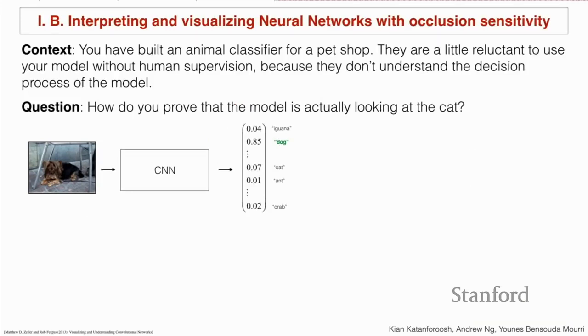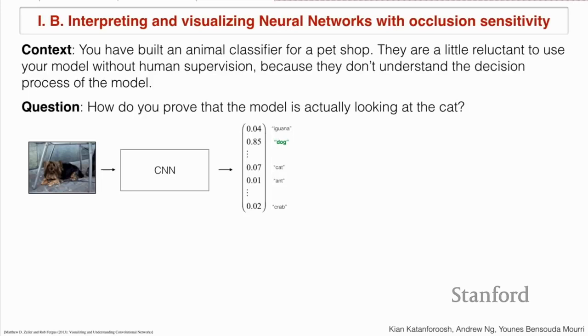So here's another contextual story. Now you've built the animal classifier, they're still a little scared, but you want to prove that the model is actually looking at the input image at the right position. You don't need to be quick, but you have to be very precise.